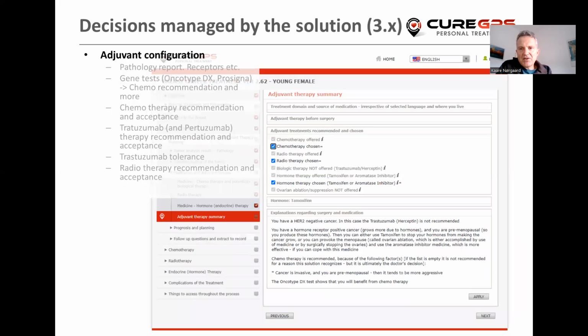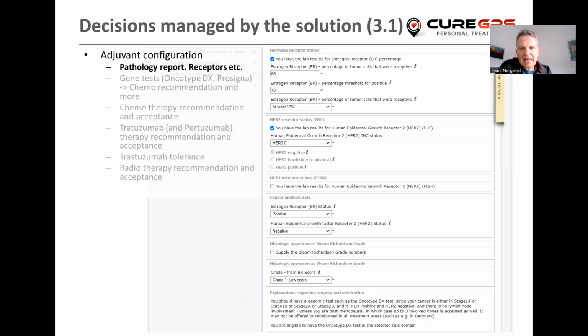That's just one thing the tool does. Then it configures the adjuvant treatment. All in all, the chemotherapy, radiotherapy, we don't have trastuzumab in this particular case that I'm showing because it's HER2 negative, and the hormone therapy because it's ER positive. And the way it does that is it allows the pathology report to be keyed in and derives the logic it can derive from that report, and that will determine how ER positive it is, whether it's HER2 positive or negative, what the grade is, etc.